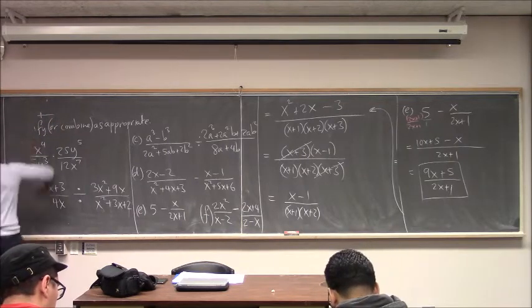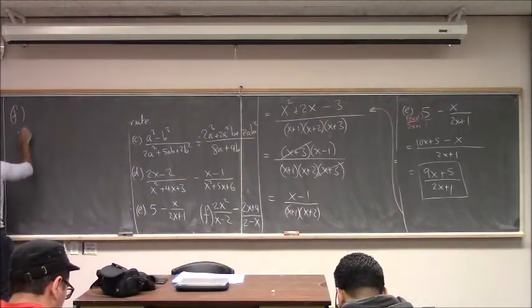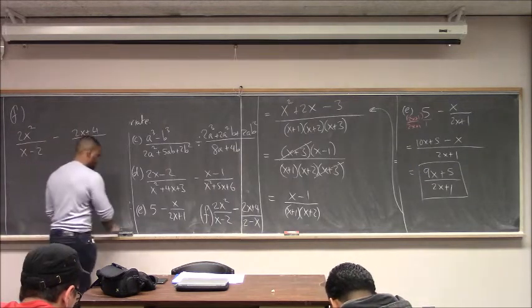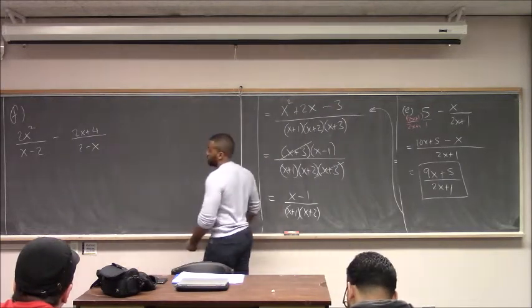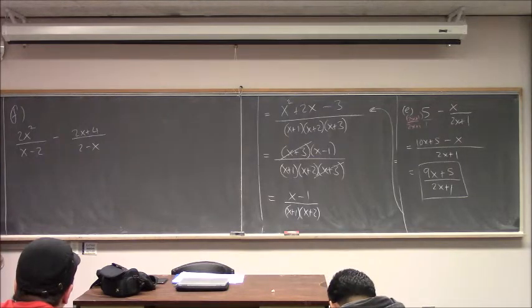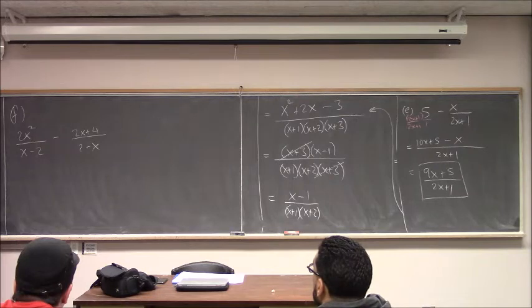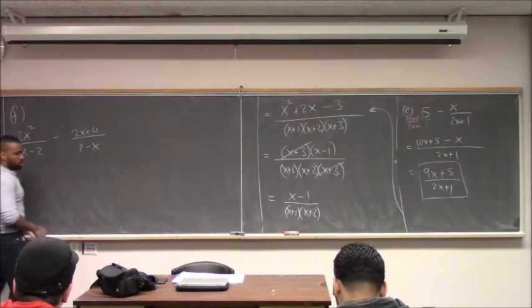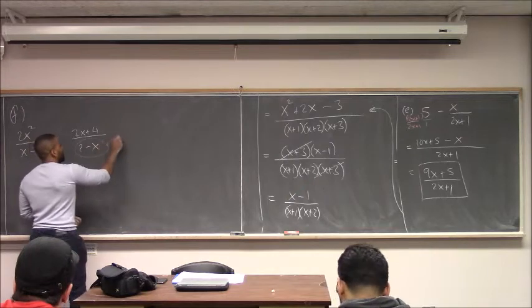F. Okay, so we have 2x squared over x minus 2 minus 2x plus 4 over 2 minus x. How would you simplify that one? You realize here, this denominator is just the negative of that one. So what you could do is just notice that this is minus the other one.